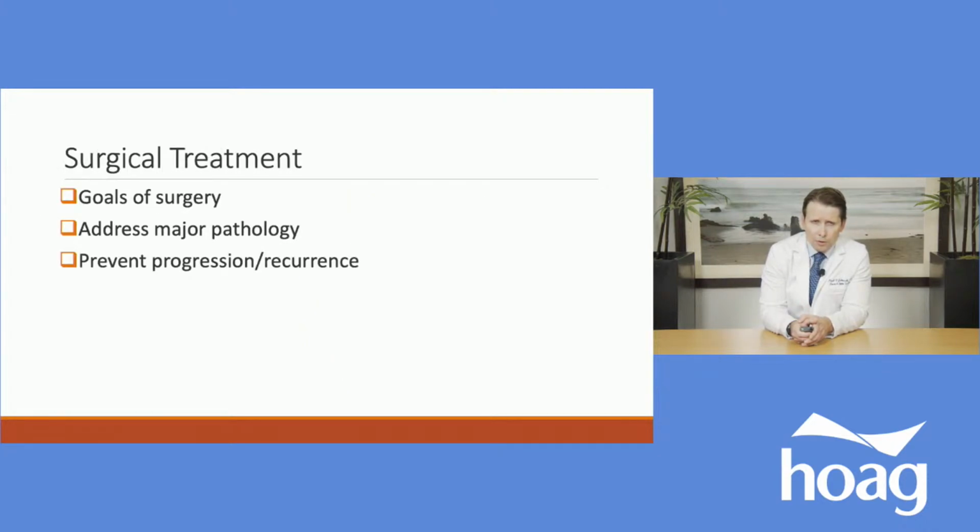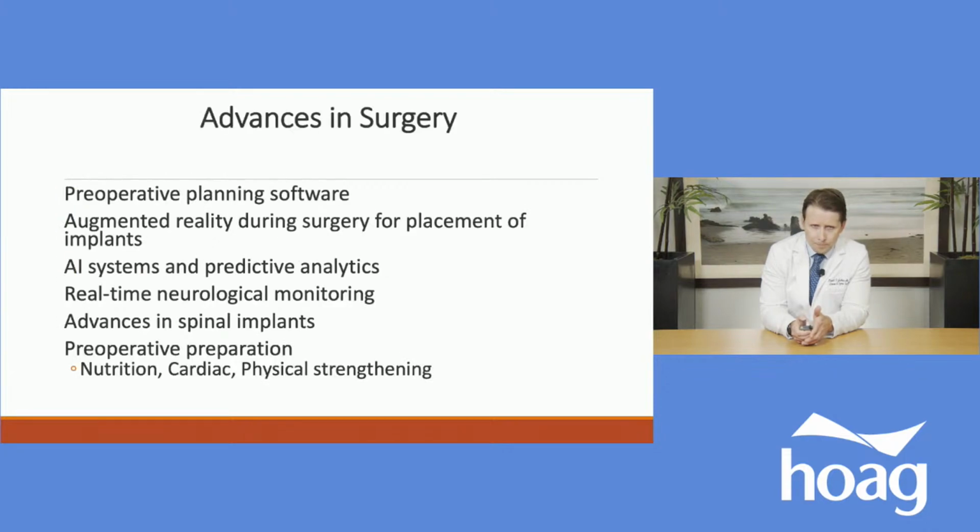Finally, what are the surgical treatments? Most importantly, when discussing surgery, it is important to determine what the goals of surgery are. Address the major pathology, discuss with the patient what type of curvature it is and what the goal of correction of that curvature is, and first and foremost, to prevent progression and recurrence or return to the OR.